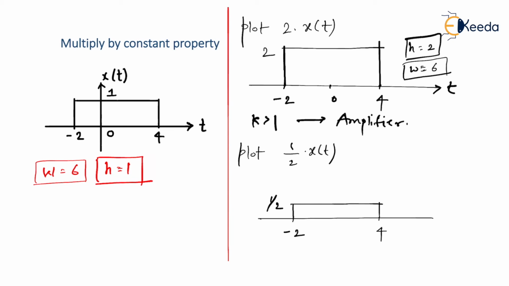And such a property, when mod of k is lying between 0 and 1, in this case it is half, is what we called the attenuation property, or it acts as an attenuator. Amplifier raises the amplitude, attenuator lowers the amplitude. Please remember this.